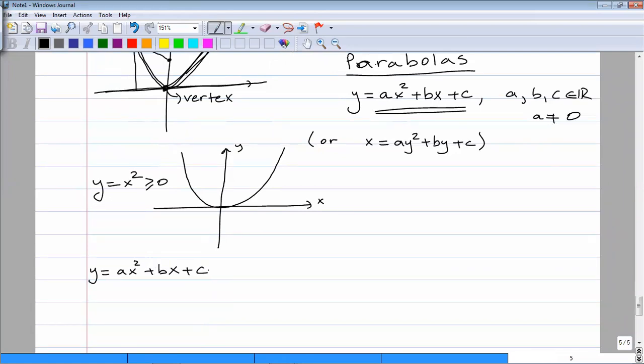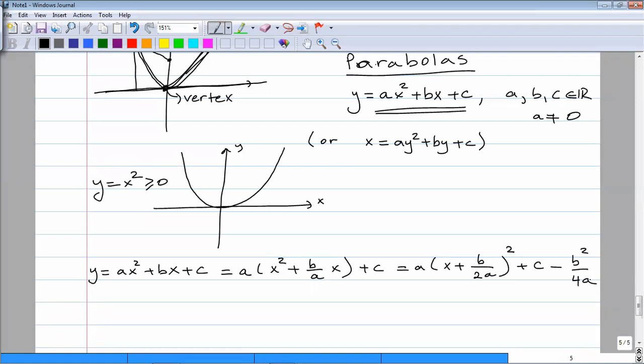we will complete the square. So first we factor out a. And then we try to write this as x plus b over 2a squared. And then we need to subtract b squared over 4a. So when x is equal to minus b over 2a, y is equal to c minus b squared over 4a, and that's the vertex of your parabola.